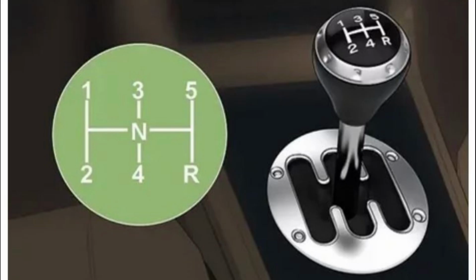Electric vehicles differ significantly from conventional automobiles in terms of gearing. Electric motors can produce high torque even at low speeds, which reduces the need for multiple gears.